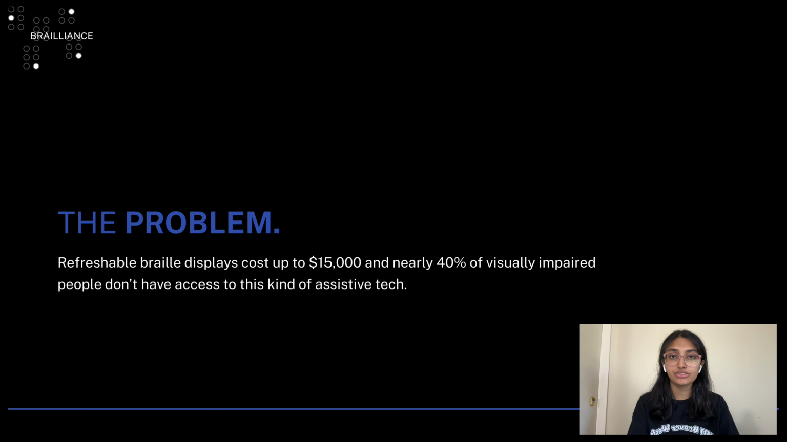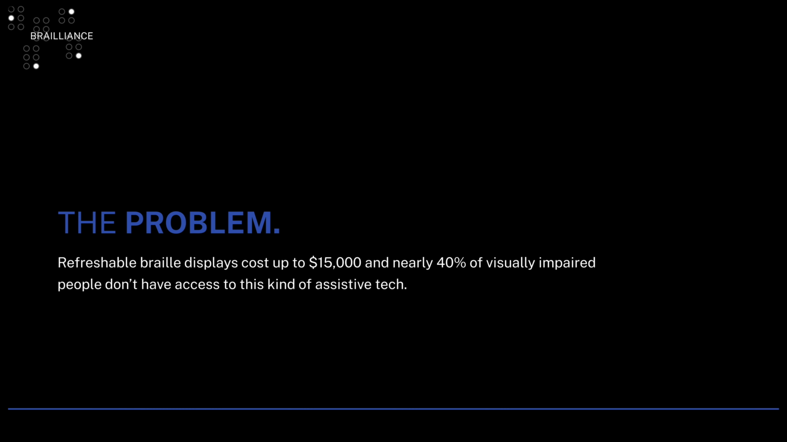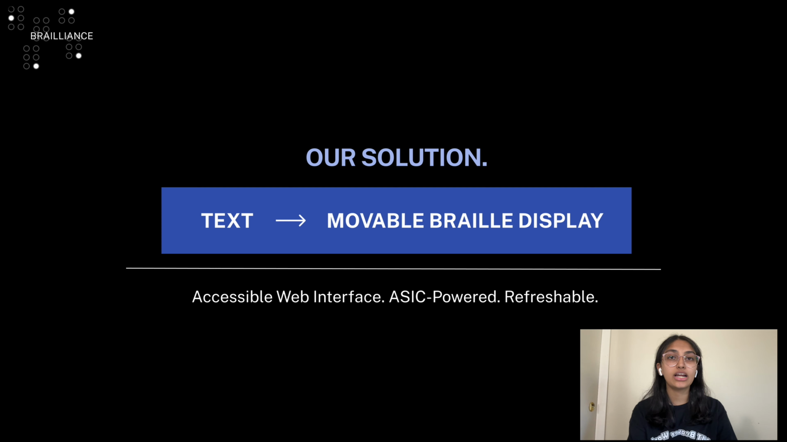While brainstorming issues that we could solve, we narrowed it down to the lack of accessible resources to aid visually impaired people. There are three main parts to this. Number one, our website. Number two, our ASIC, or application-specific integrated chip. And number three, our physical Braille display.